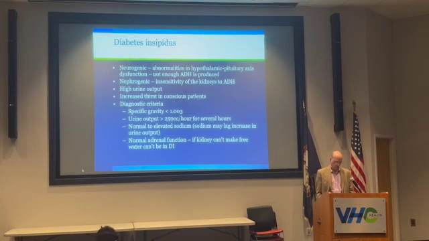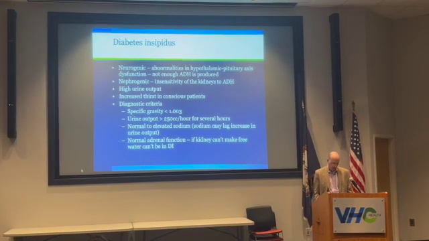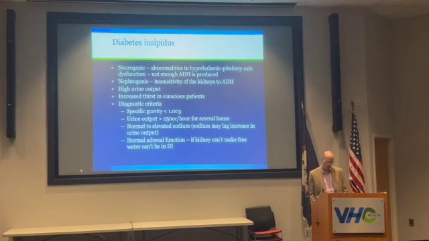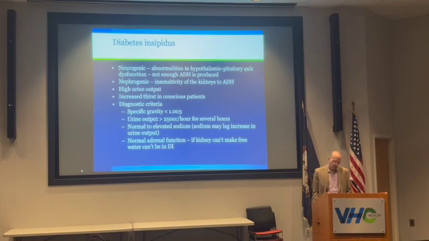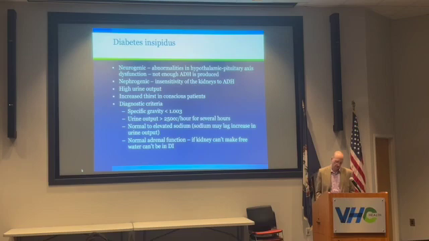And so the diagnostic criteria: we look for dilute urine, so looking at specific gravity, typically less than 1.003, and high urine output, so 250 cc's per hour over several consecutive hours, 2 to 3 hours. Normal to elevated sodium. The sodium may lag the urine output in some cases, so it may not be hypernatremic right off the bat. With normal adrenal function. So if the adrenal function is impaired and the kidney can't make free water, they can't move the body.